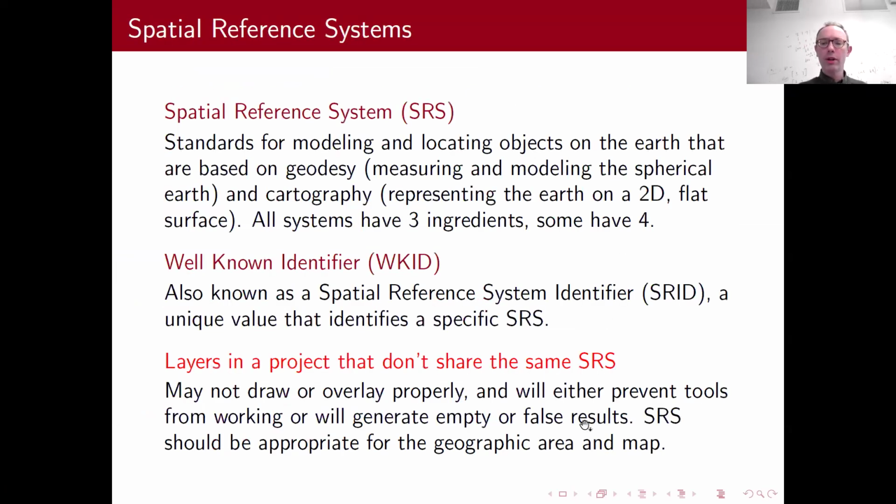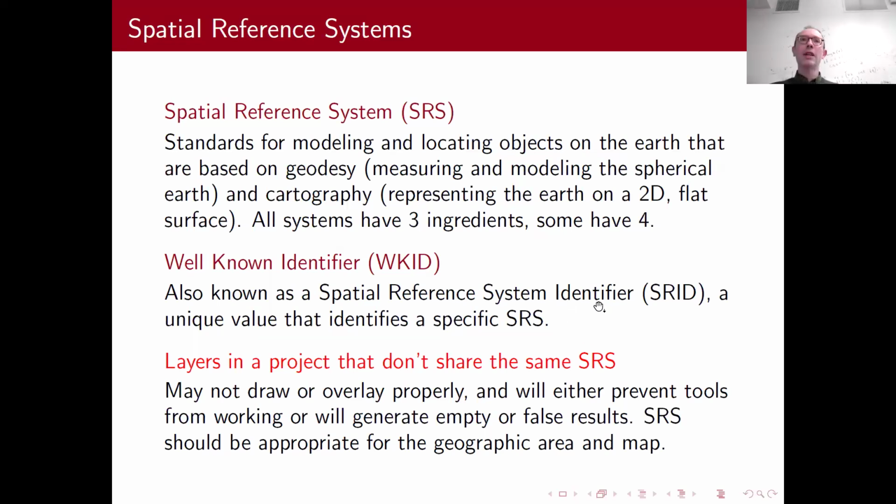So when we're talking about a coordinate reference system or a spatial reference system, it's the same thing. These are basically standards for modeling and locating objects on Earth that are based on geodesy, which is measuring and modeling the spherical Earth, and also cartography, which is the art and science of representing the Earth in 2 dimensions. Every system has at least 3 ingredients, and then there's another family that has an extra 4th ingredient.